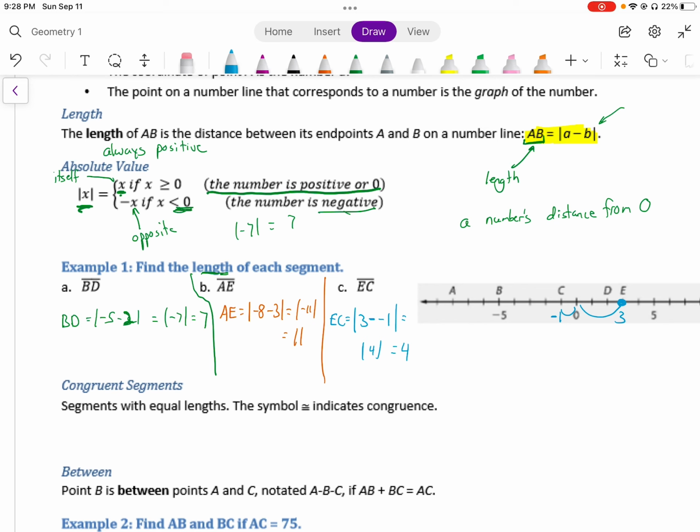Congruent segments was, I think, the first time we're mentioning the word congruent. We have a lot of C words. We had concurrent already. We have congruent. We'll have complementary later on, so make sure you know the difference between all of those. Congruent segments are segments with equal lengths.